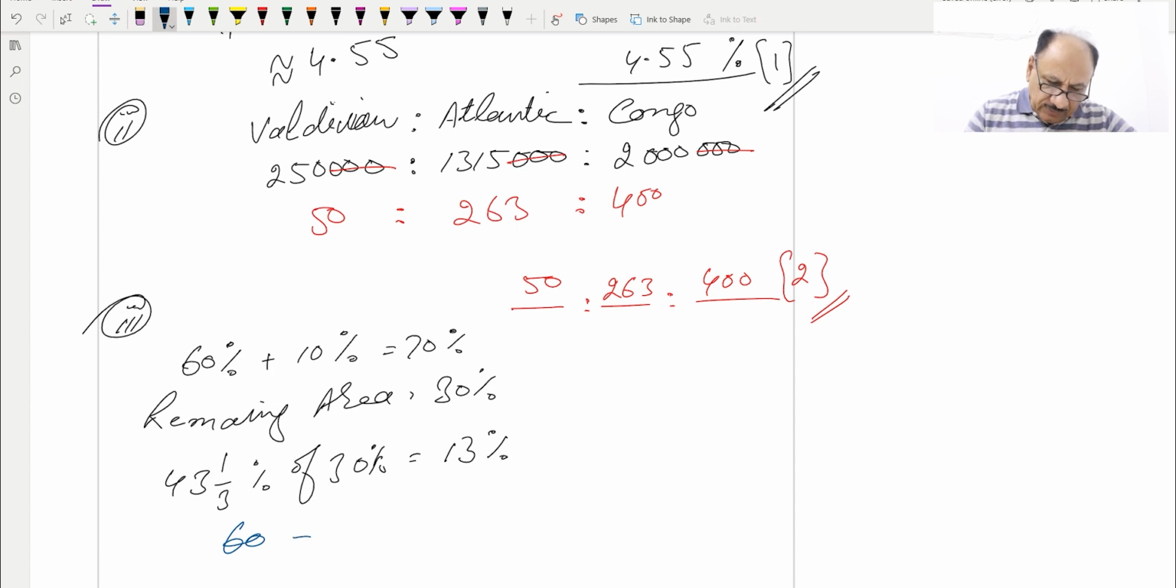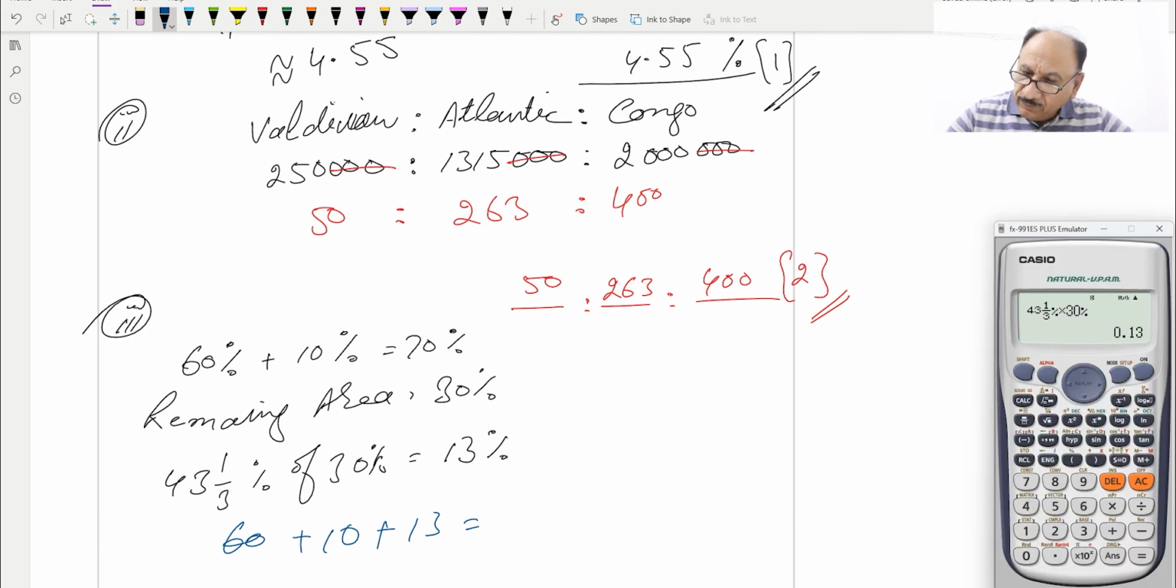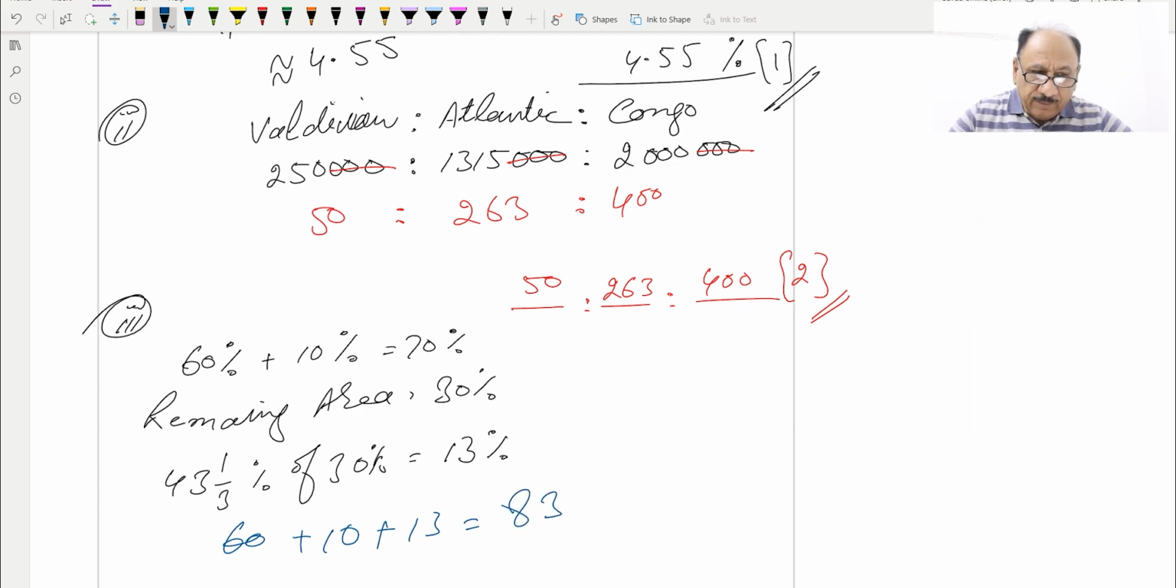60 plus 10 plus 13, so 60% plus 10% plus 13% adds up to 83. So our answer here is 83%, and this is the 3 marks part which we have done. Hopefully you understood this. Now for the next part, we can check the next part.